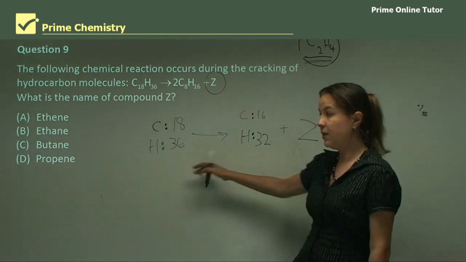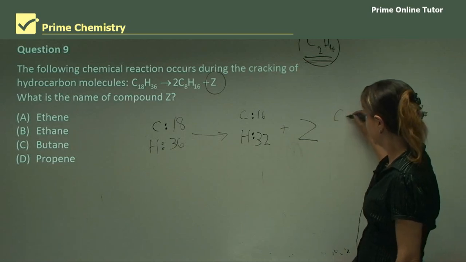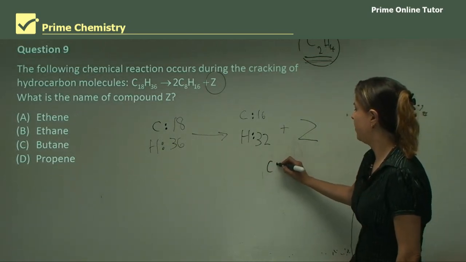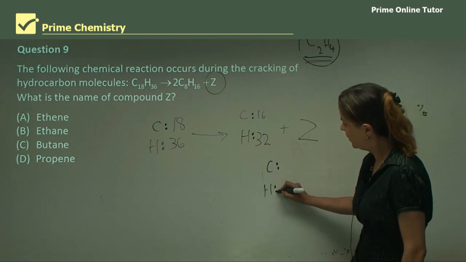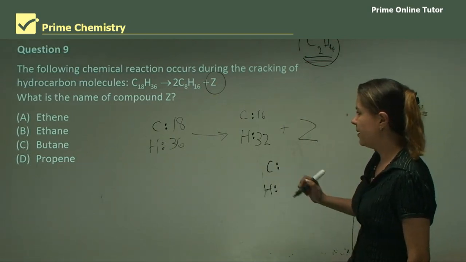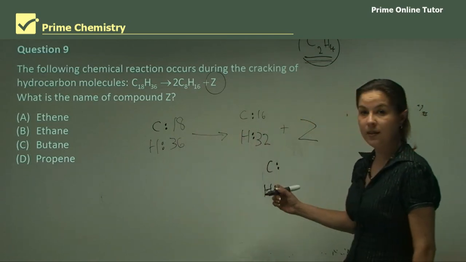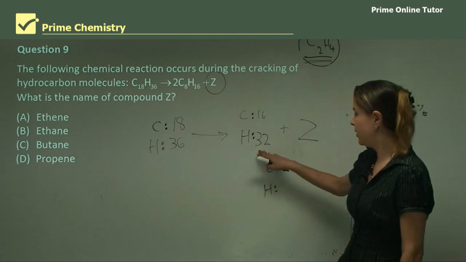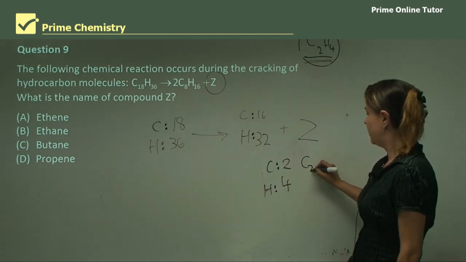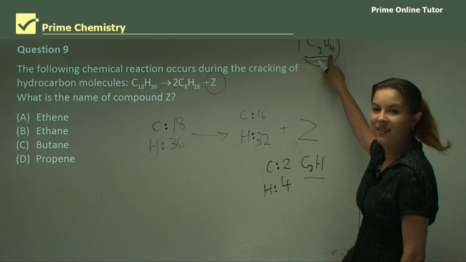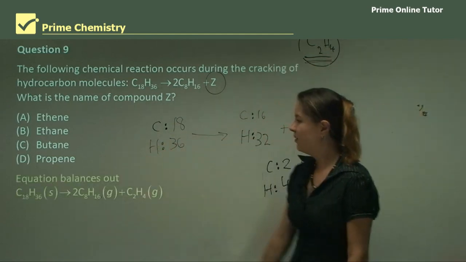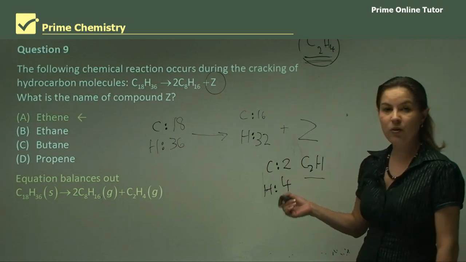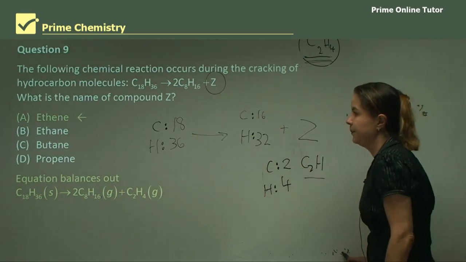So how many carbon atoms are left over that will be here? So let's just write, actually put that just below so you can see how many carbon atoms are below the Z, how many hydrogen atoms for the Z. 18 minus 16, so there's 2 of those. How many hydrogens left? 36 minus 32, 4. C2, H4, ethylene. So there's our equation that balances out, and the answer, of course, is ethene or ethylene.